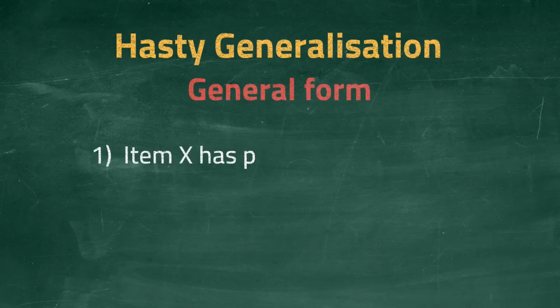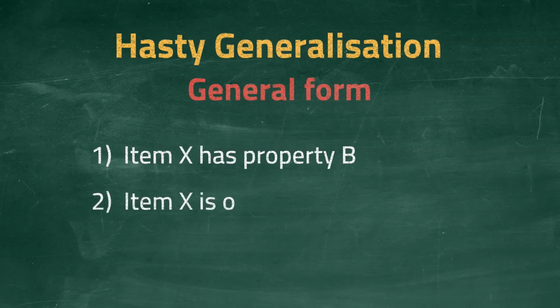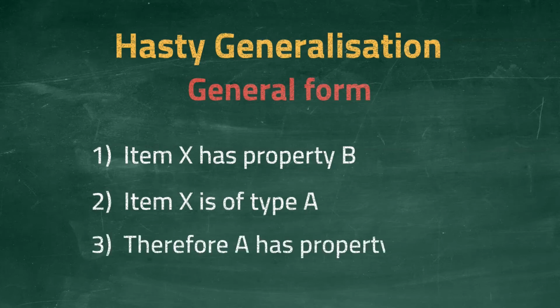Item X has property B. The specific item X has the property B. Here we simply need to satisfy ourselves that X does indeed have property B. Item X is of type A. The specific item X is of type A. Again, if we agree that X is indeed of type A, we move on to the conclusion. Therefore, A has property B. All items of type A have the property B.